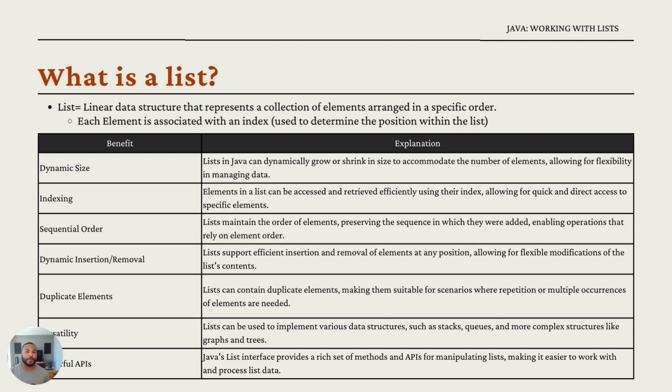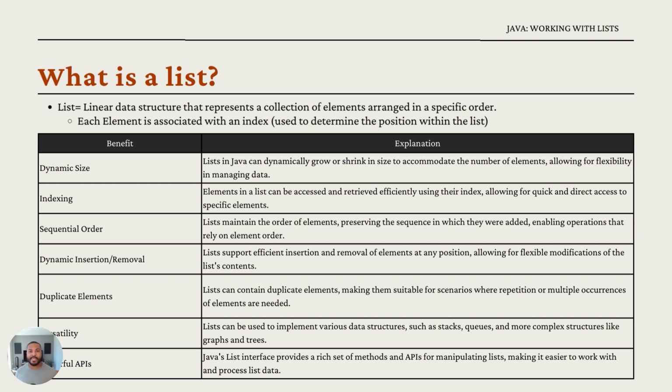The sequential order is a third benefit. Lists maintain the order of elements as they are inserted with their index. This means that the elements are stored in a sequential manner, preserving their original arrangement. This sequential order is crucial for applications where the chronological arrangement of items matters, such as managing timelines or to-do lists. It ensures that elements are easily accessible and processed in the same sequence they were added.